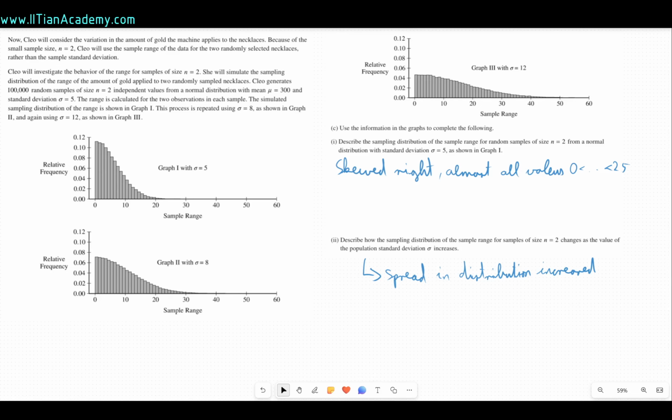and therefore the mean of the distribution is also going to increase. It's simply becoming wider, so obviously it must increase. The mean of the distribution of sample range also increases. Essentially, the data is becoming more spread out here.